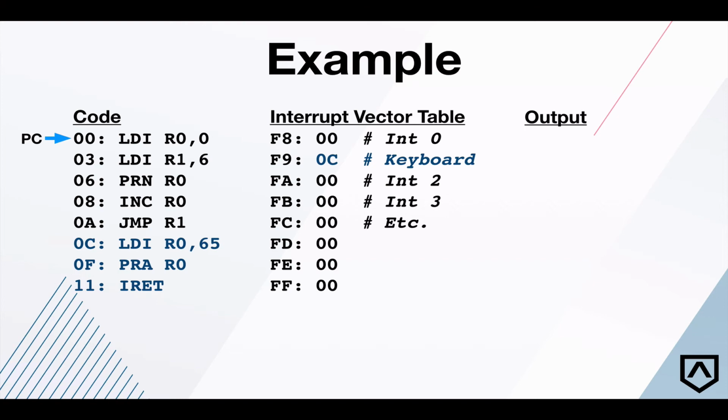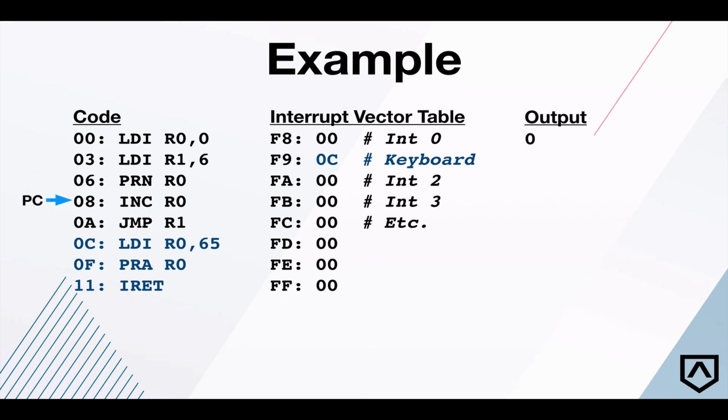So let's trace through this and watch this happen. And then we'll have an interrupt occur in the middle of it and see how that affects our output. We'll have a keyboard interrupt occur. So first thing we do is load R0 with 0, then we load R1 with 6, then we're going to print R0. The value is 0, so we see in our output column as 0 appears.